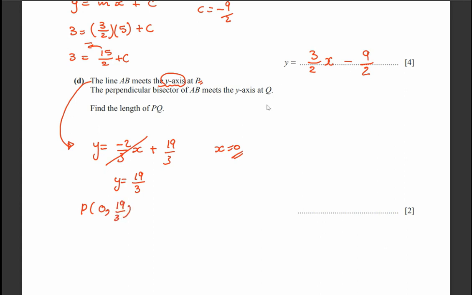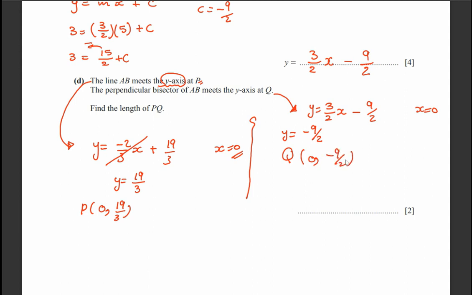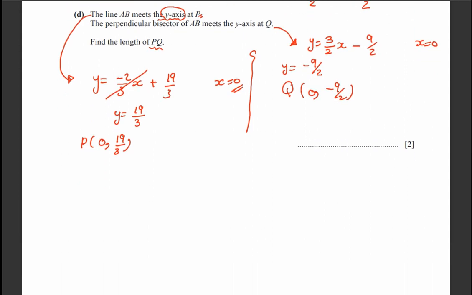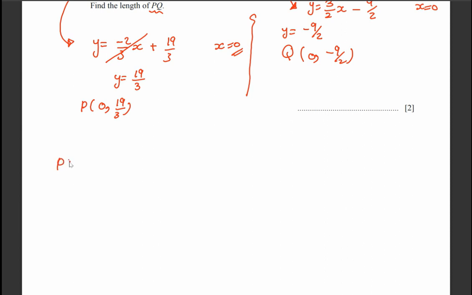We can do the same way for Q, but in the other equation, which is the perpendicular bisector. So in this equation, y equals 3 over 2 x minus 9 over 2, then put x equal to 0 and cross out this term, so it will be negative 9 over 2. So point Q will be 0 and negative 9 over 2. Then he wants the length BQ.